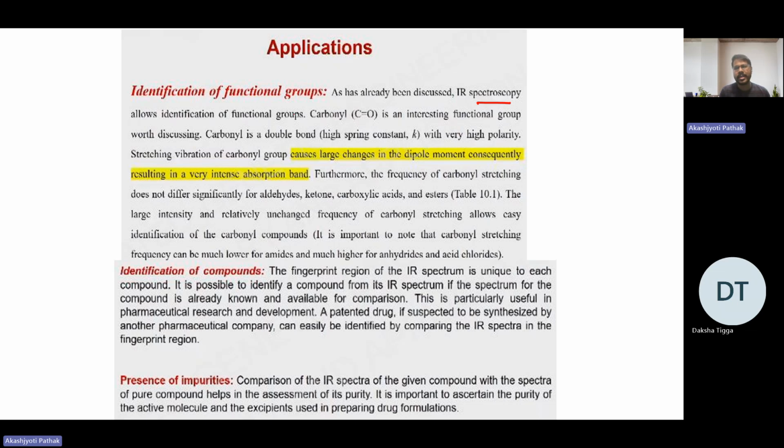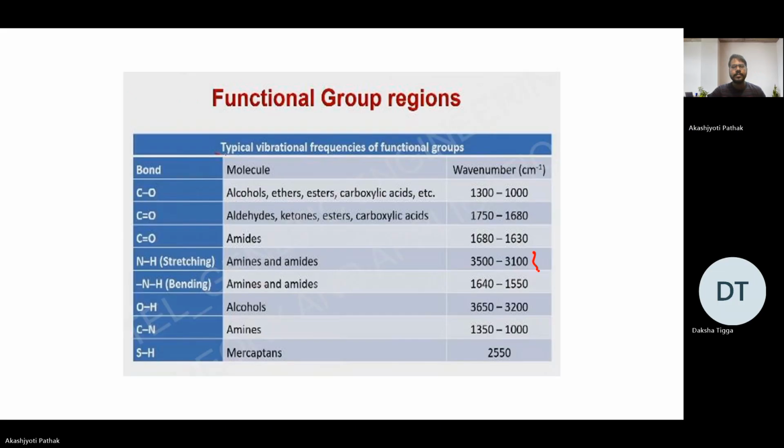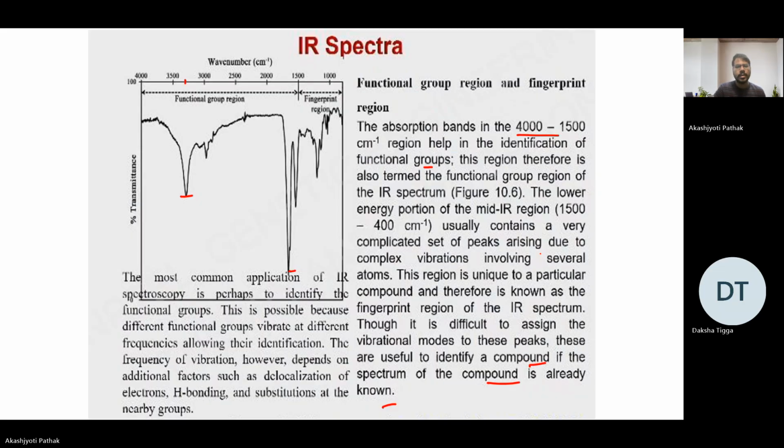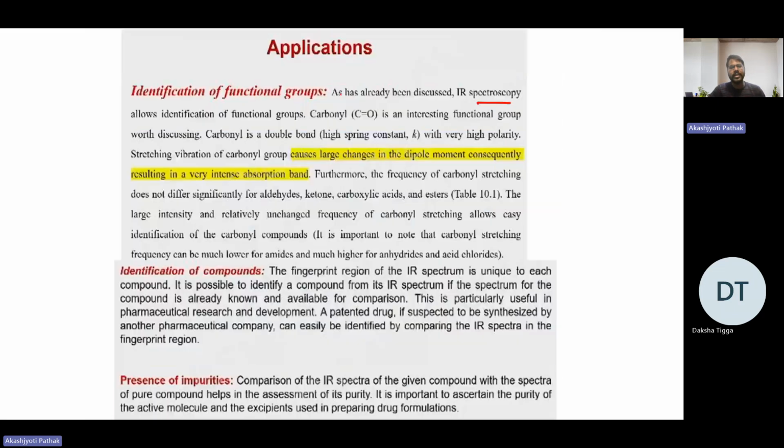As I was explaining, there is the fingerprint region which lies between 500 and 1400 centimeter inverse, which can be utilized for identifying the functional group. You can see here as well that this region, 1500 to 400, can be utilized for identifying the functional group. You can also identify a compound.